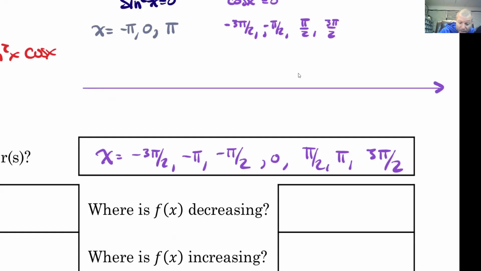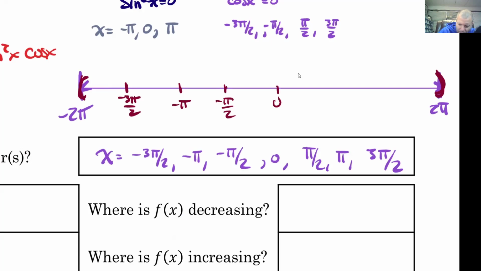All right, so let's break up our number line, right? So we actually look kind of like this: negative 2 pi, positive 2 pi, those are boundaries for us, and they're open intervals, so we should think about them as open. All right, so we have a negative 3 pi over 2. We have a negative pi. We have a negative pi over 2. We got a 0. We got a pi over 2. We got a pi. And we got a 3 pi over 2.